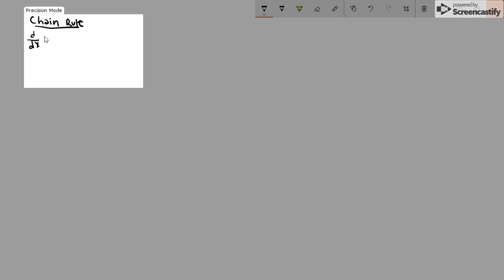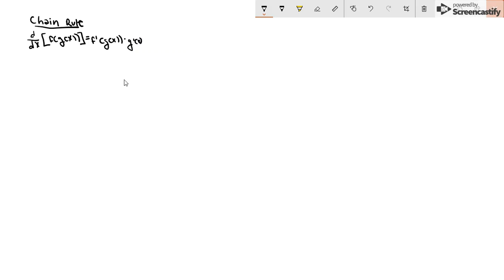Derivative with respect to x of f of g of x is equal to f prime g of x times g prime of x. All right. It looks a lot harder than it seems, but don't worry, it's very easy to use.